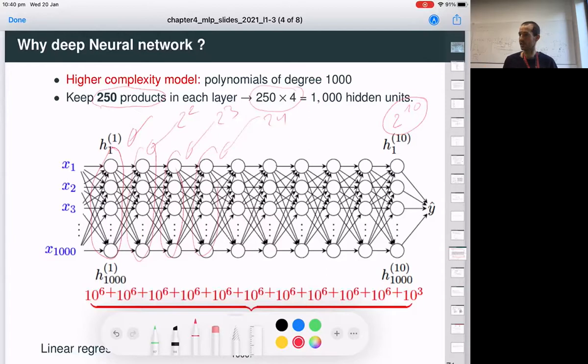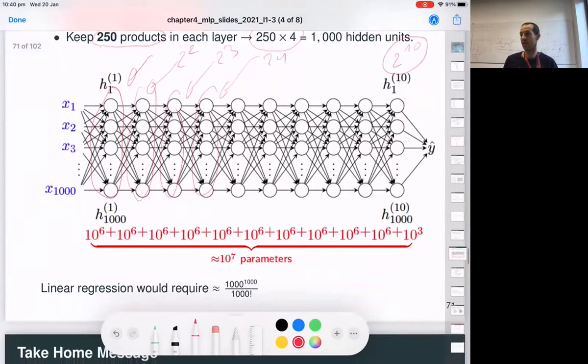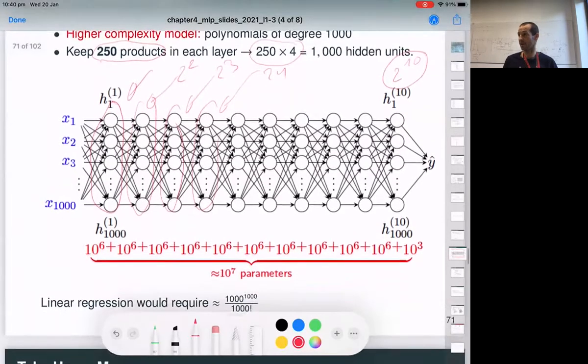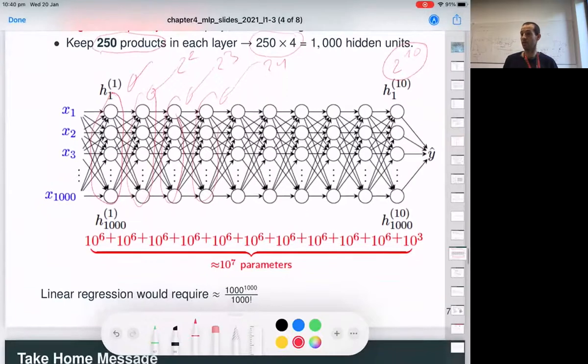For this one, this is the number of parameters. And if I want to use a linear regression, you can see the comparison with this number of parameters. There is no comparison. No question on this part?